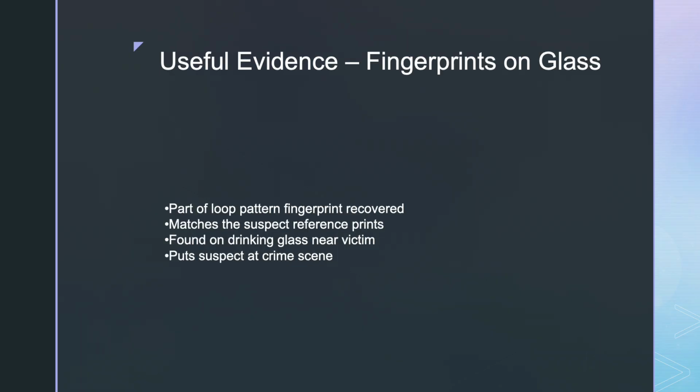Fingerprint evidence. Fingerprints were recovered from a drinking glass near the victim. A partial loop pattern was identified and matched to the suspect's fingerprint samples. This places the suspect directly at the crime scene near the victim.